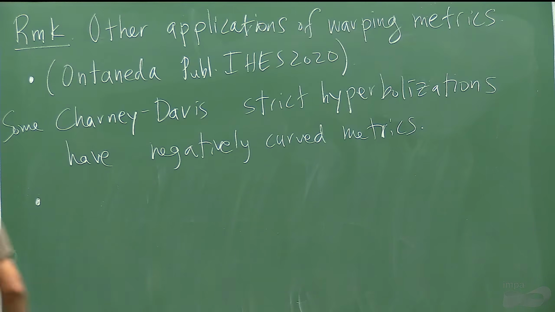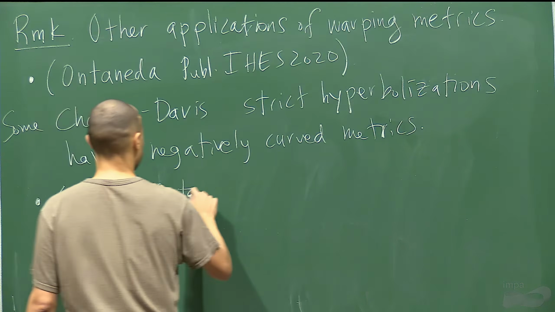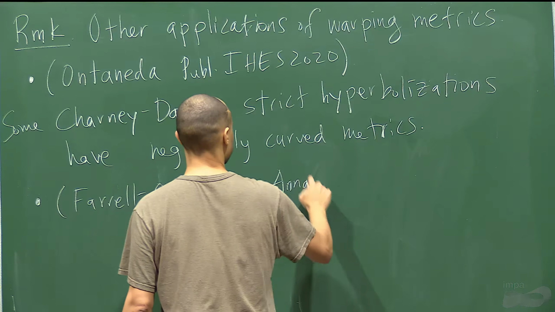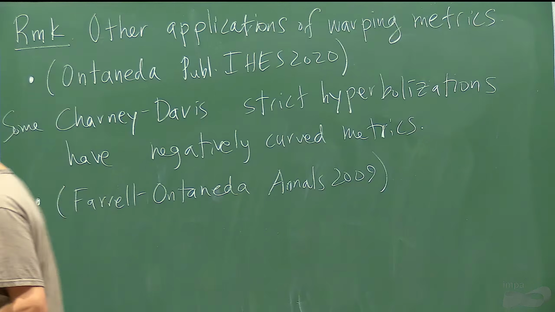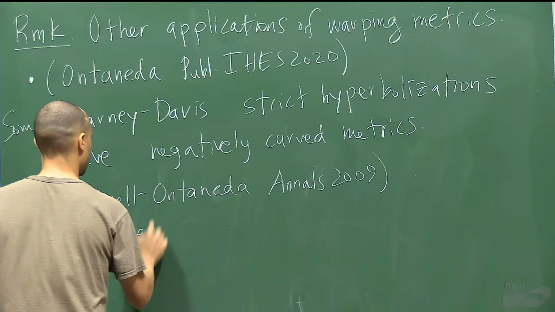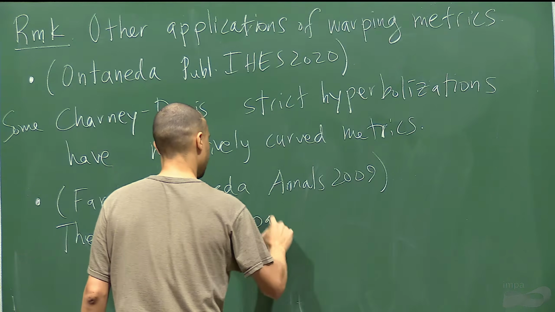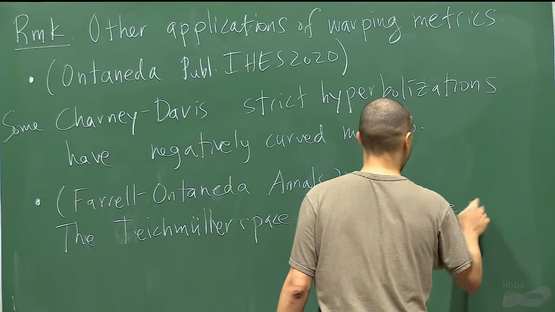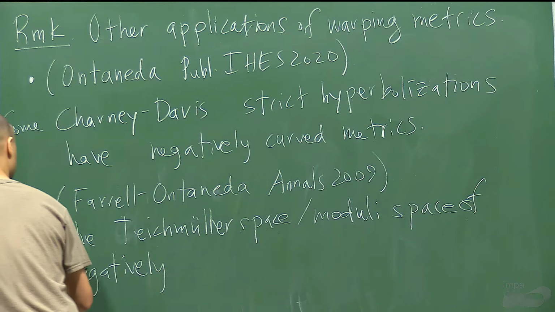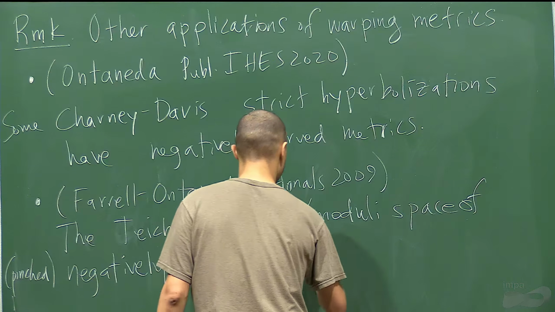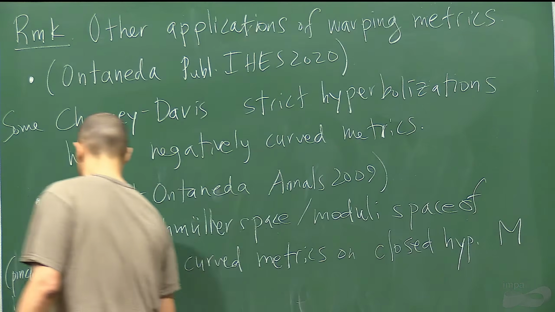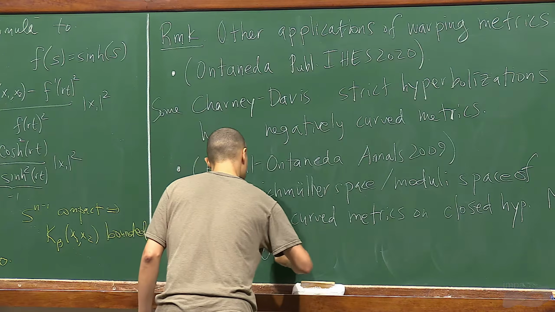Okay, the second thing I want to mention is a result of Farrell and Antoneta, which is that the Teichmuller space or moduli space of negatively curved, or you could even say pinched, negatively curved metrics on a closed hyperbolic manifold is not generally contractible.